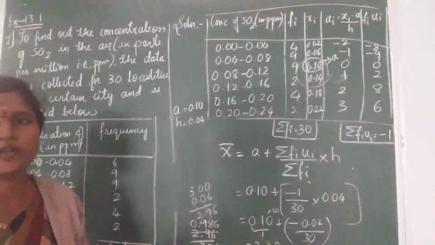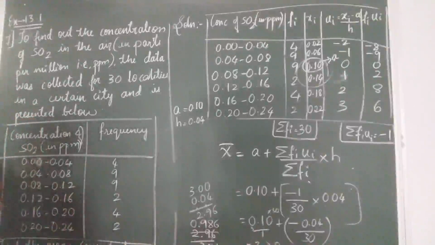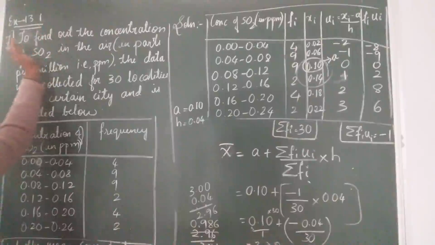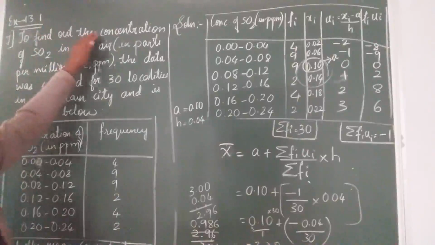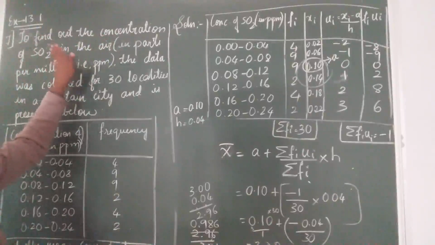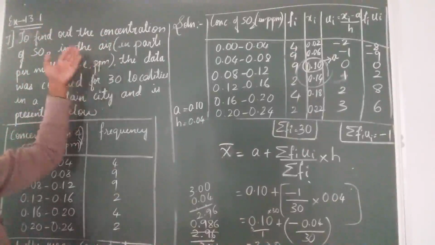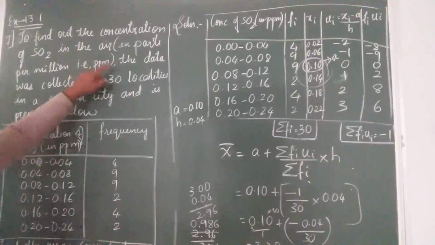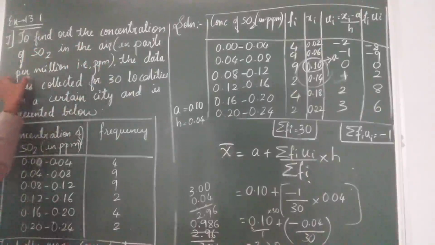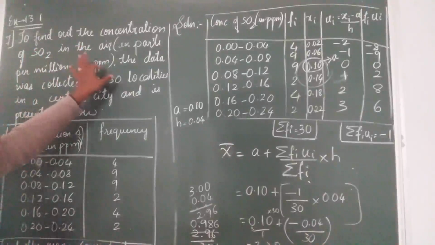Good morning, students. Today we are going to discuss exercise 13.1, the seventh problem. In the seventh problem, they have given the concentration of sulfur dioxide in the air. That is, SO2 is nothing but sulfur dioxide in the air, in terms of parts per million. In short form we can say it as ppm.